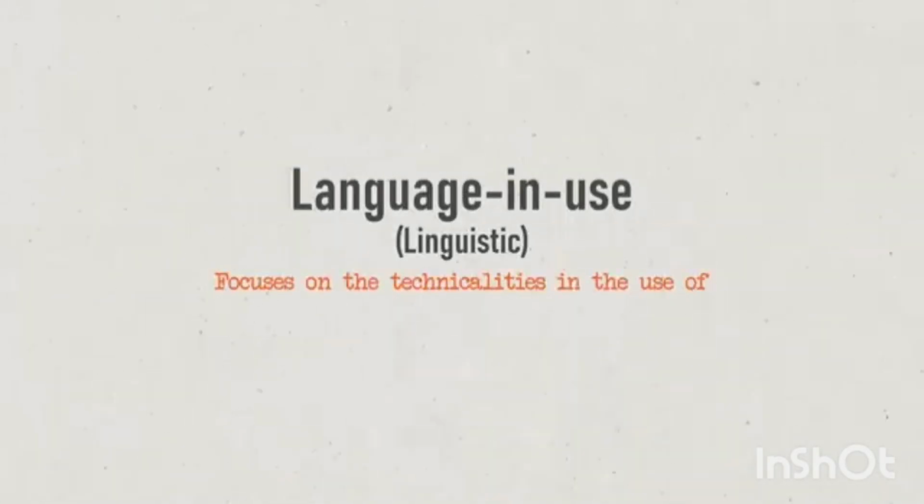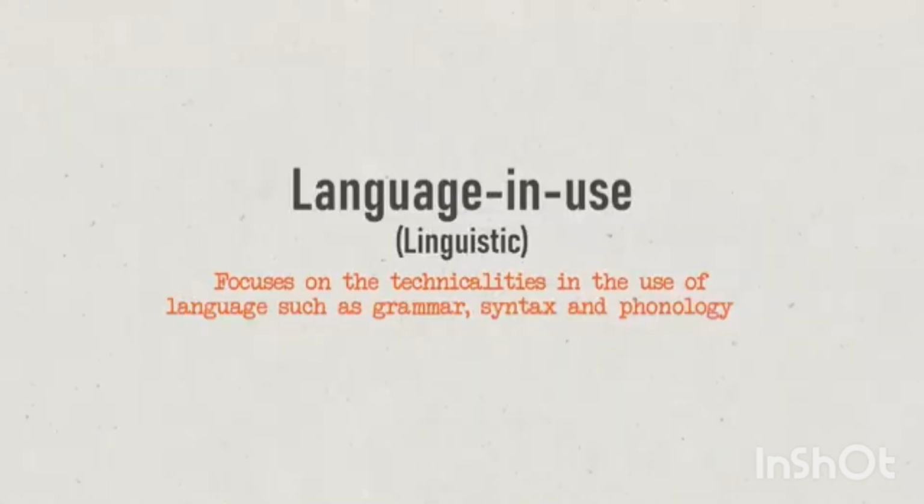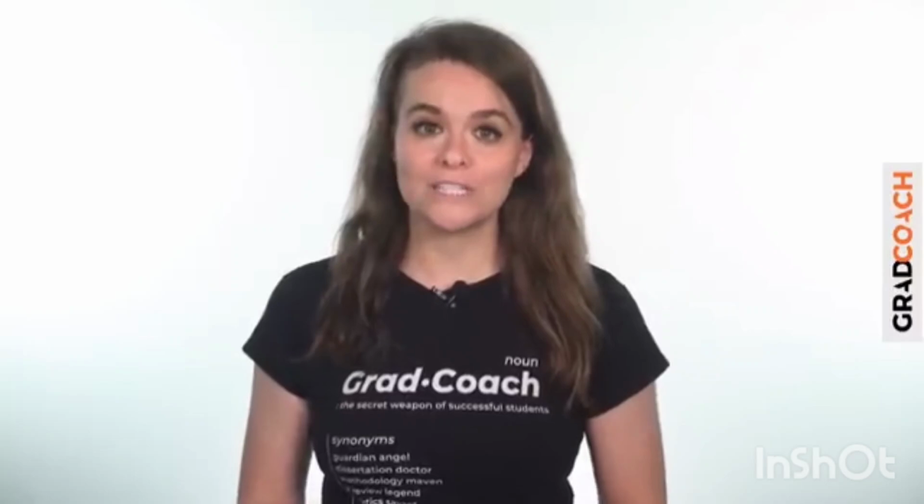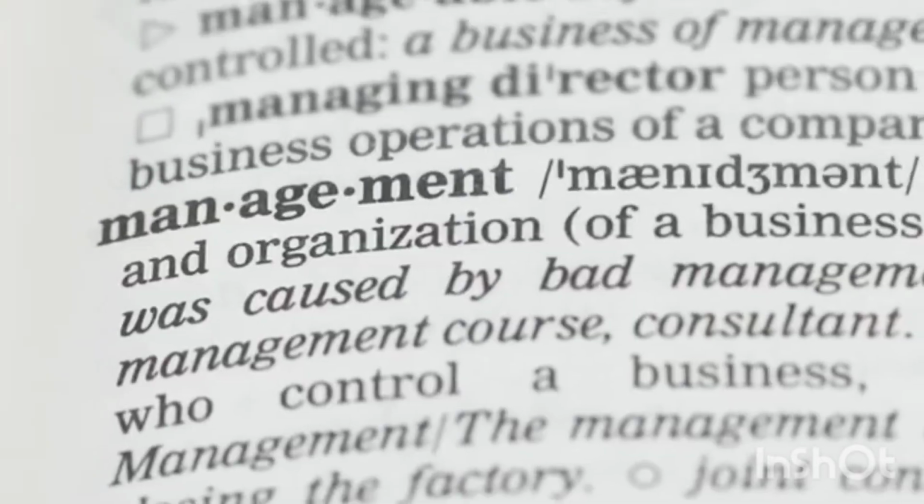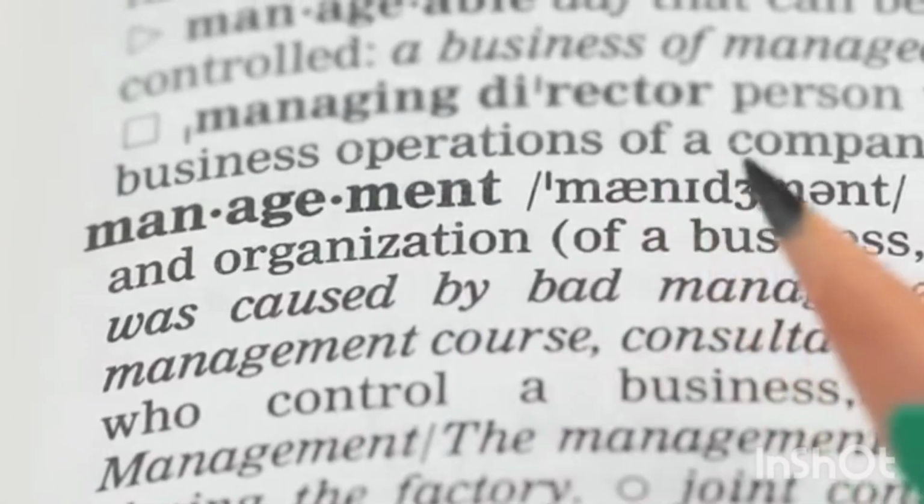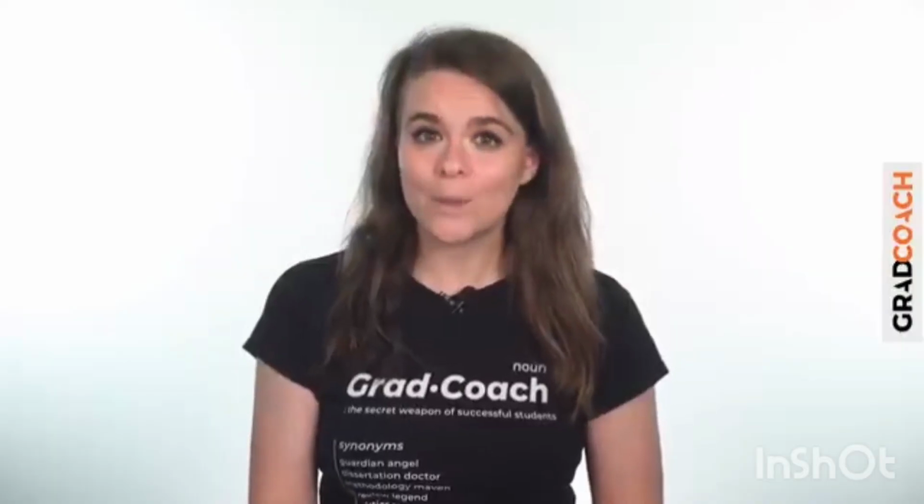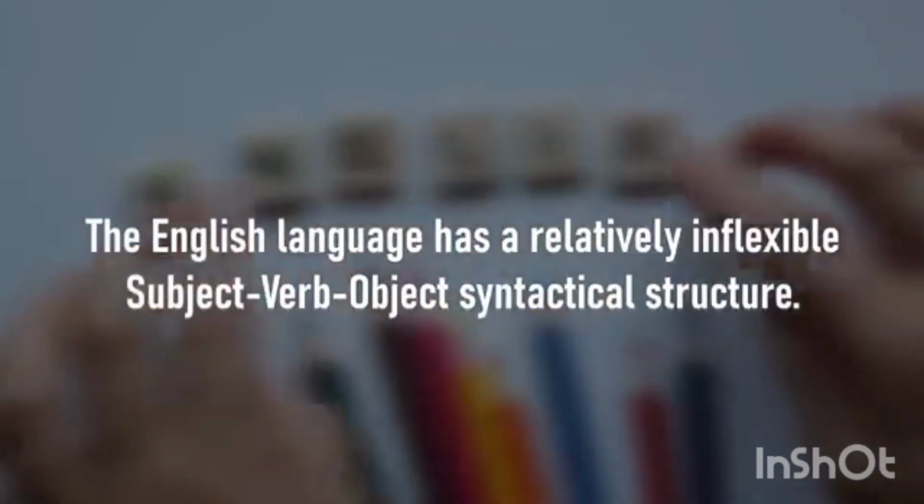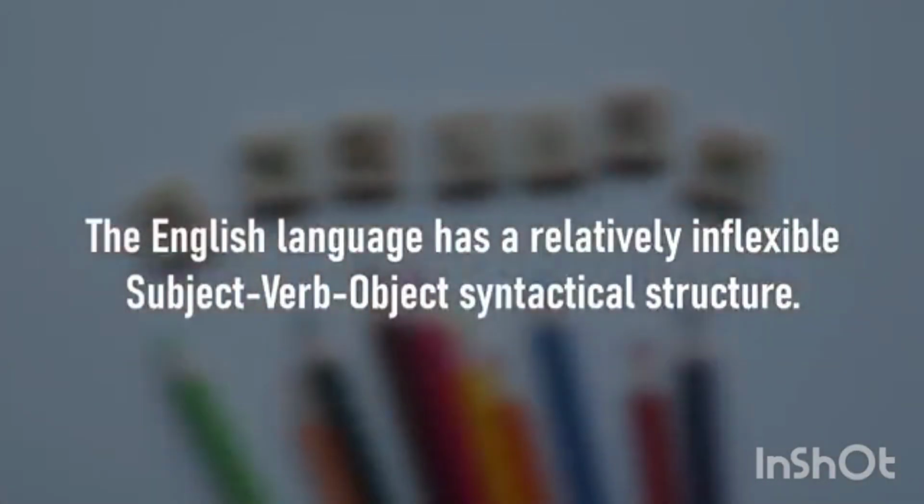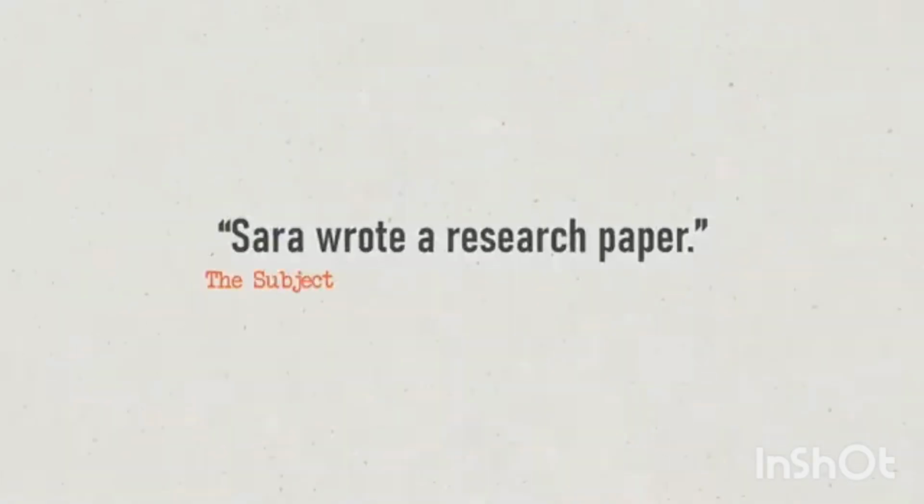Here, your analysis will focus on the technicalities in the use of language, such as grammar, syntax, and phonology. With this approach, the idea is to analyze how the finer details of language are used and manipulated within the context of communication. Let's look at an example to make this a little more tangible. The English language has a relatively inflexible subject, verb, object syntactical structure, producing sentences like Sarah, the subject, wrote, the verb, a research paper, the object.